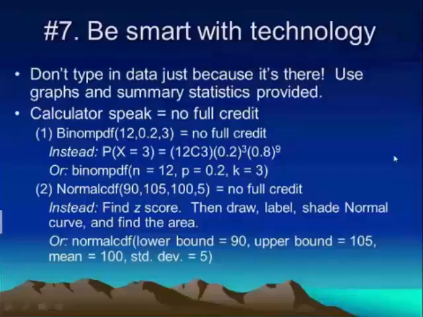So instead, students can find the z-score, draw, shade, and label a normal curve, and then find the area using the table or using normalCDF, or they can use the normalCDF command as long as the entries are annotated. So instead of just putting 90, 105, they put lower bound equals 90, upper bound equals 105, mean equals 100, and standard deviation equals 5.